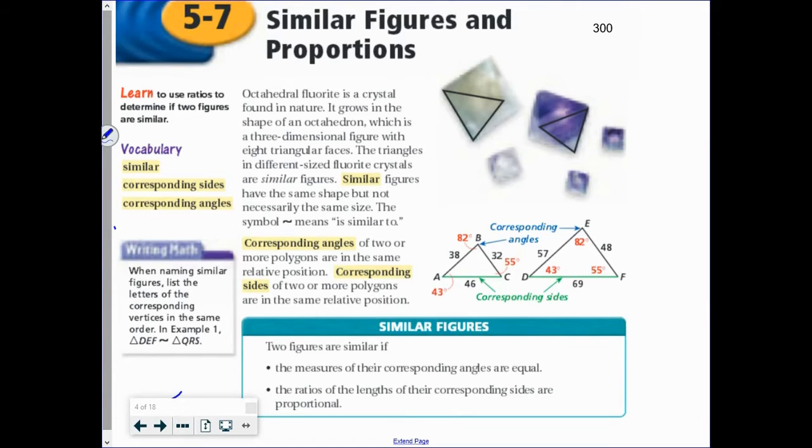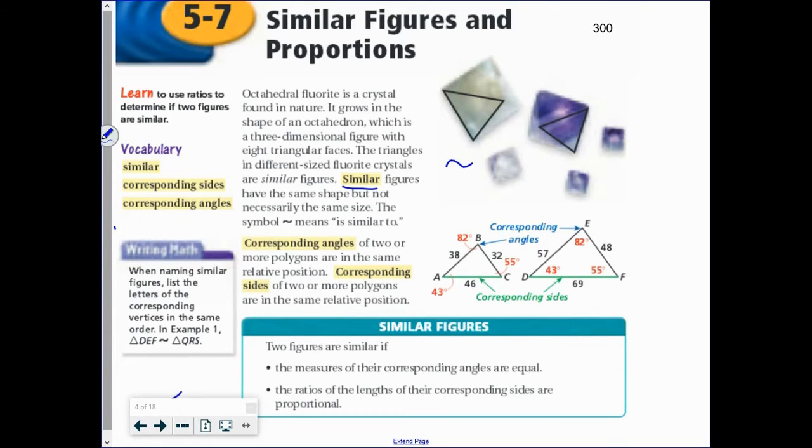The symbol, squiggly there, means is similar to. Corresponding angles of 2 or more polygons are in the same relative position. Corresponding sides of 2 or more polygons are in the same relative position. So what does that mean? Okay, similar figures. To be similar means you are the same shape but different sizes. So you need to add the word similar to your vocabulary list.